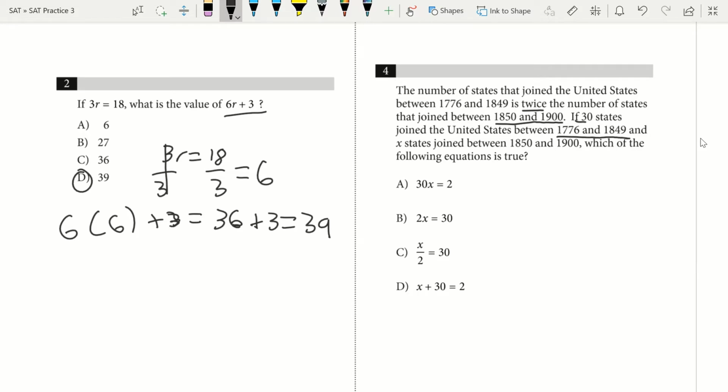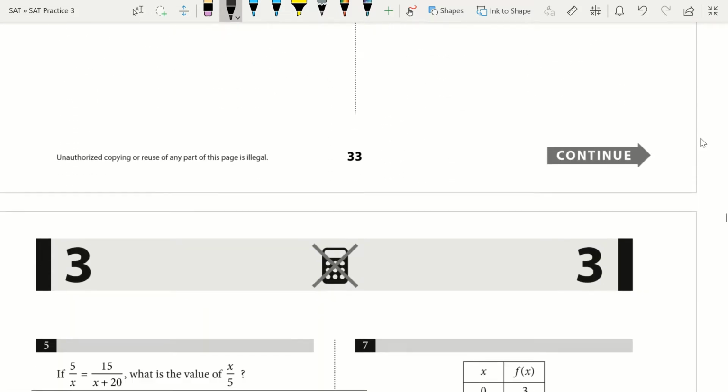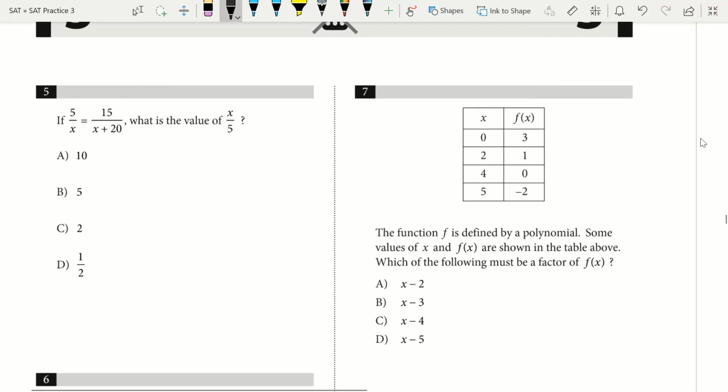Well, if we know that 30 states joined between 1776 and 1849, and we know that X states joined between 1850 and 1900, and we know the number of states that joined from 1776 to 1849 is equal to 2 times the number that joined between 1850 and 1900, then we know that that will equal 2 times x, so we are left with 30 equals 2x, which is B.